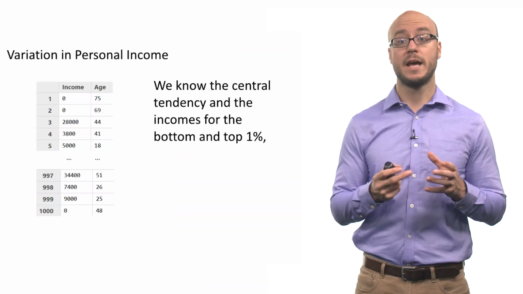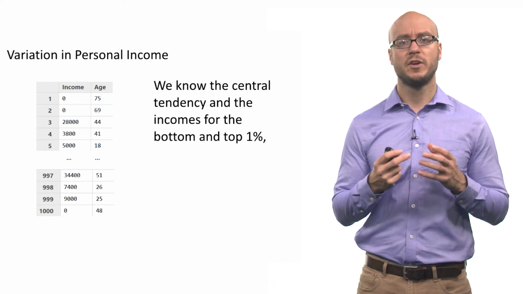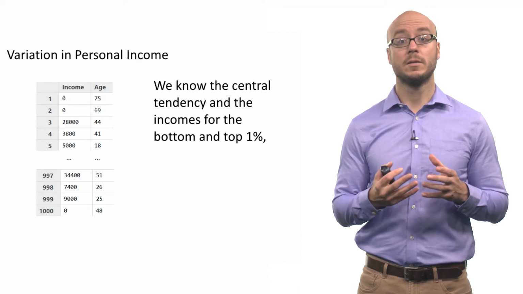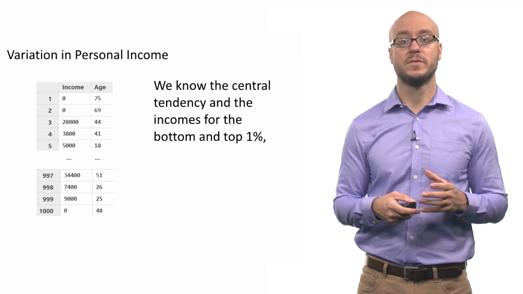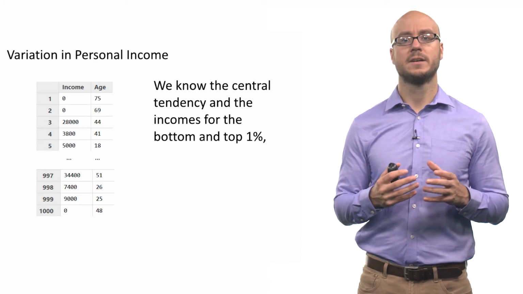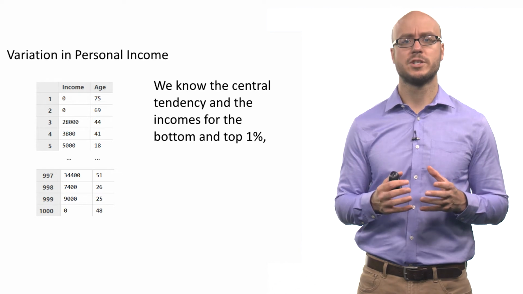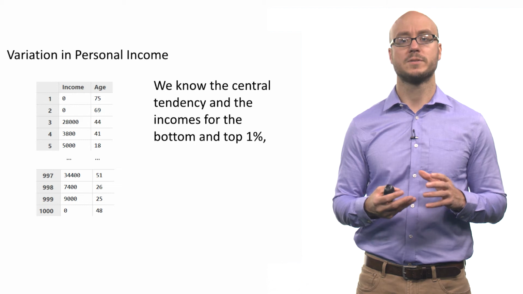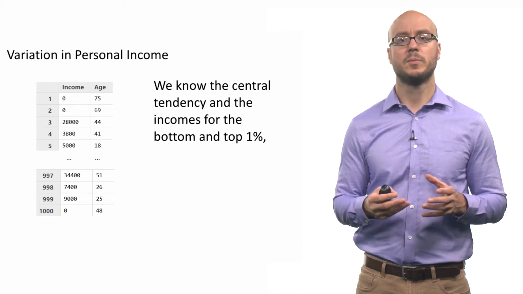Let's return to our data set of personal income in the United States. So far, we've looked at the typical observation in this set of observations, meaning we've looked at measures of central tendency. So we have a good idea where the median, the mean, and the mode income lies in this set of observations. We also have an idea about measures of location or position. So we know what incomes are for the bottom and top percentiles in this set of data points.